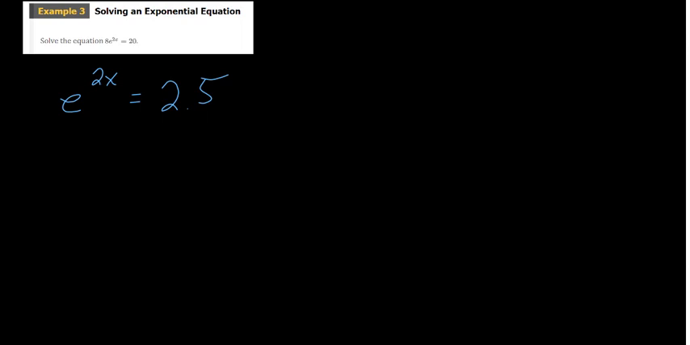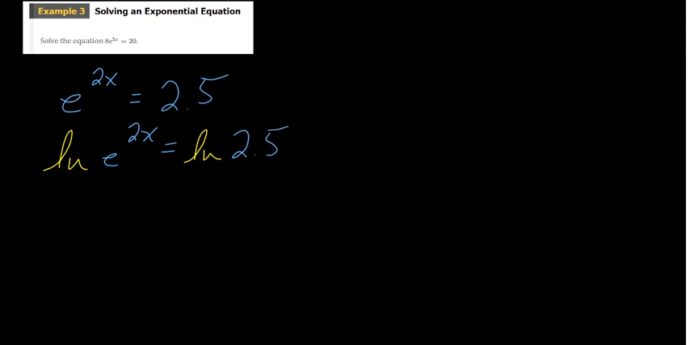Right. And then I need to get rid of that e. So how do I get rid of the e? I'm going to take the natural log of both sides. So I have the natural log of e raised to 2x, and that's going to be equal to the natural log of 2.5.